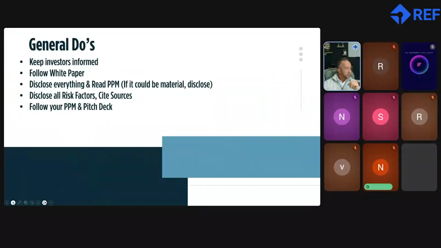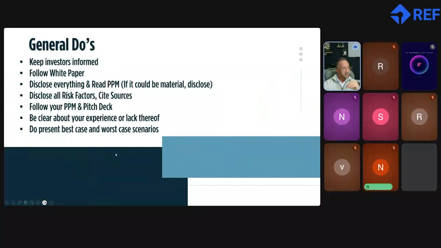So some of the general dos, just a quick summary of that, is keeping your investors informed. Disclose everything, disclose all risk factors. We tell clients to cite their sources. So in the PPM, you might make reference to the current market that we're buying this property in, here's the current vacancy rate, or whatever the fact is. We usually have them cite the source of where they got that information. Follow the PPM and pitch deck.